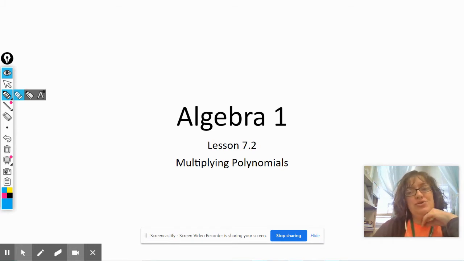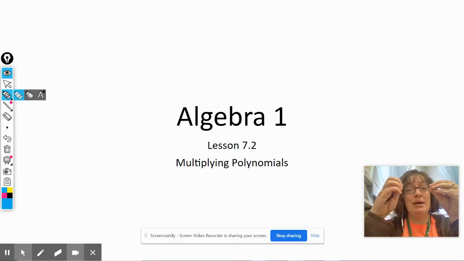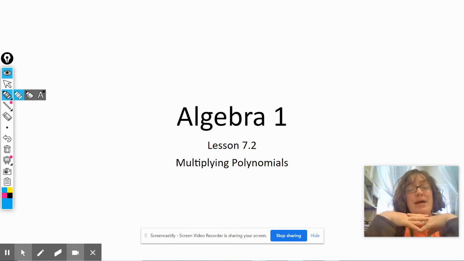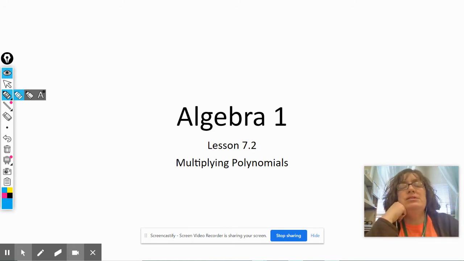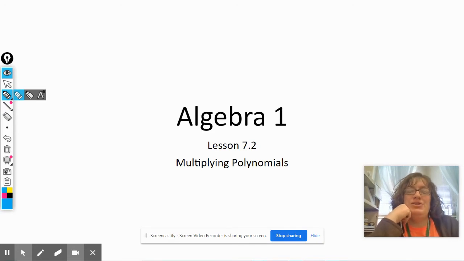Last time with Mr. Jordan, you worked on adding and subtracting polynomials. So our key there is to remember that we have to combine things that are alike. So we're looking for like terms and combining those. Today we're going to look at our second operation, which is multiplication.